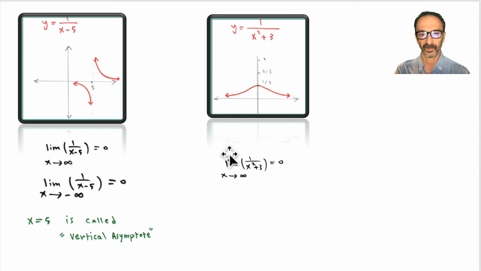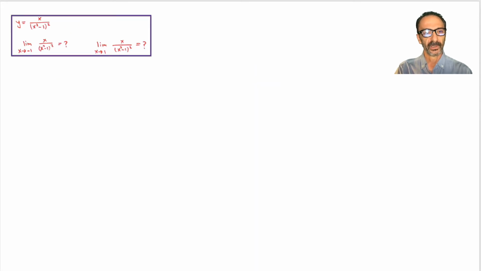So let's look at the limits. As you go to infinity to the right, you're gonna get to 0. As you go to the left, you're gonna get to 0. And we call the x-axis horizontal asymptote. Let's look at another example. This example talks about x over x to the second minus 1, the whole thing being squared in the denominator. They want the limit as x approaches negative 1 and the limit as x approaches 1.